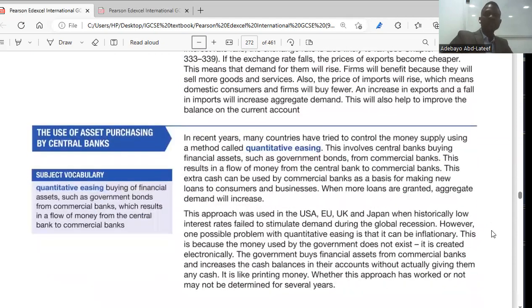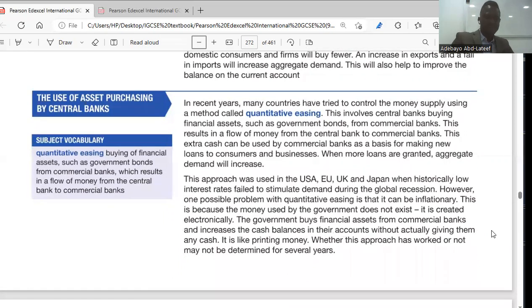Yes. We go on to the use of asset purchasing by central banks. In recent years, many countries have tried to control the money supply using a method called quantitative easing. This involves central banks buying financial assets such as government bonds from commercial banks. This is done to create a flow of money from the central bank to commercial banks. So we call it quantitative easing when the central bank implements a policy that allows commercial banks to have cash with them, so commercial banks will be able to buy bonds from government in return for money.